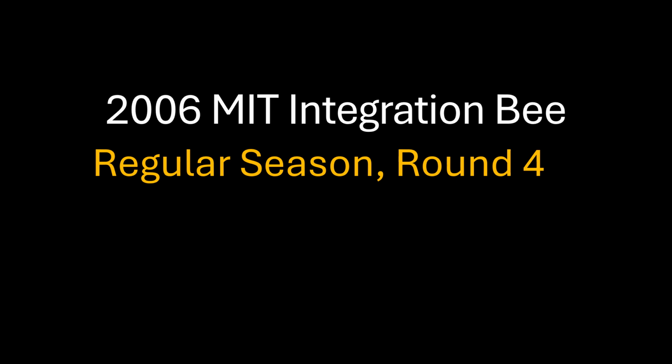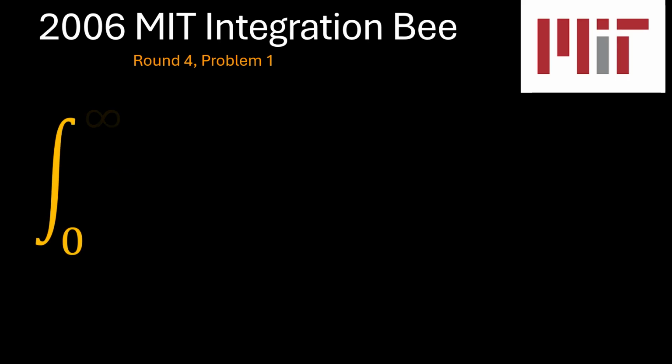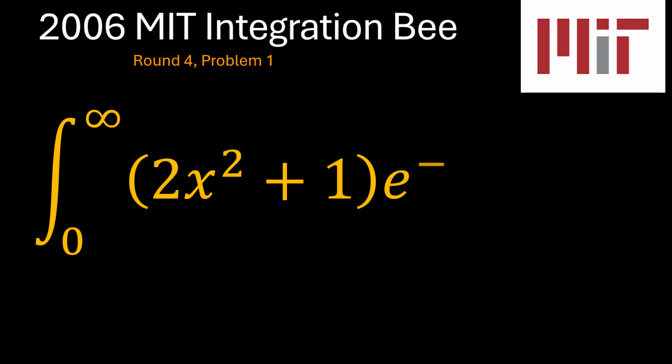into this. Problem number one of round 4 was the definite integral from x equals 0 to x tending to infinity of 2x squared plus 1 times e to the power negative x squared. And it's certainly a very interesting problem. This tests one on the knowledge of a Gaussian integral. So let's go quickly and see how to solve this.